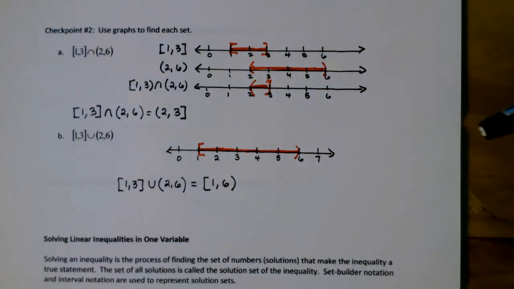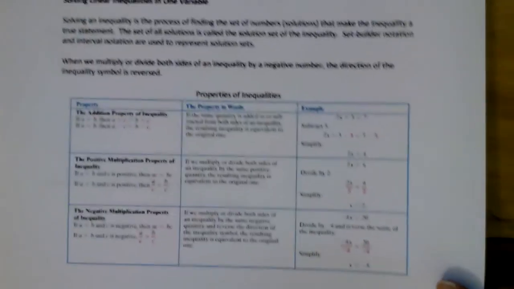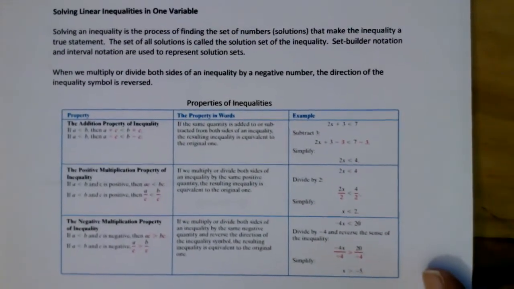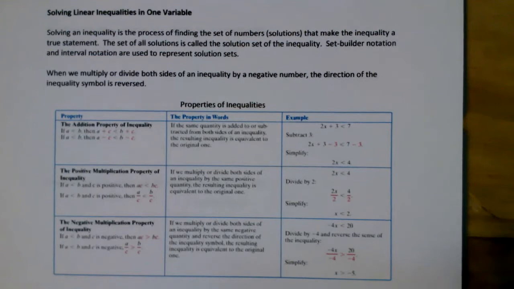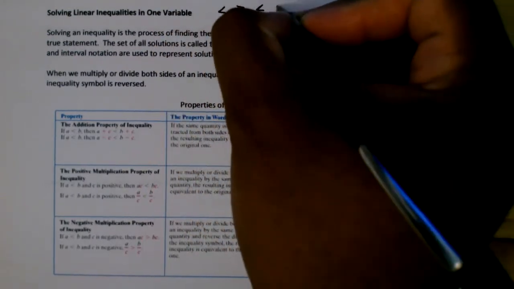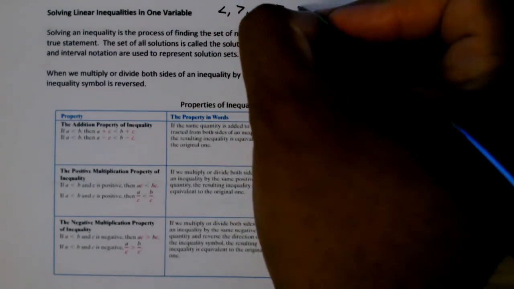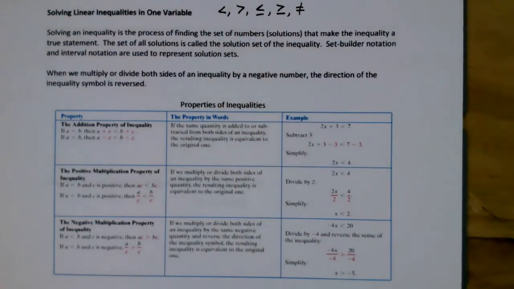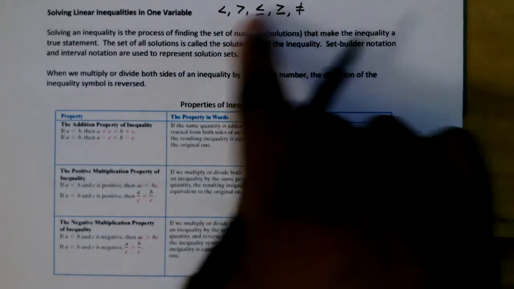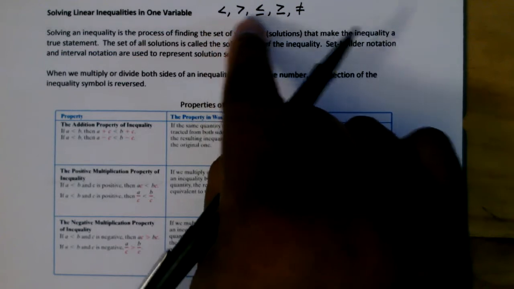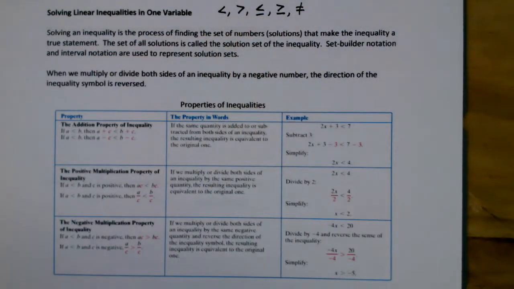All right, next we're going to talk about how to solve a linear inequality in one variable. Now we did talk about linear equations earlier in the first chapter. Now we're going to look at inequalities. You should be familiar with inequalities because they have one of these four symbols: less than, greater than, less than or equal to, greater than or equal to. I should also say five, because there's also not equal to, but we're not going to use not equal to. We're just going to focus on the first four.